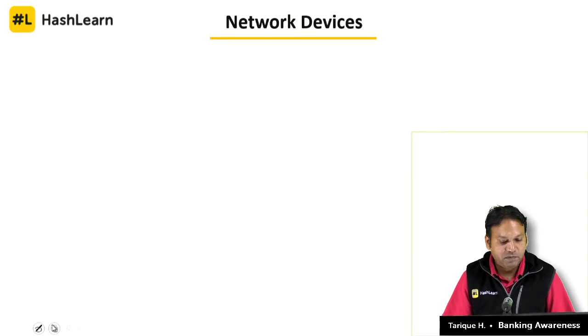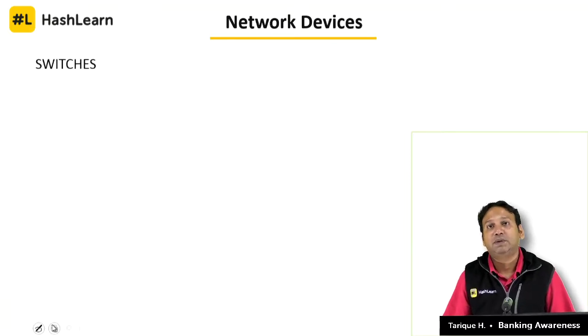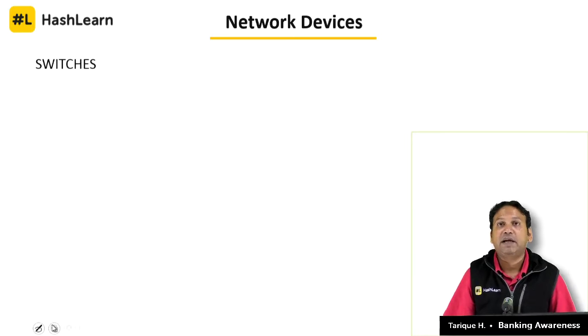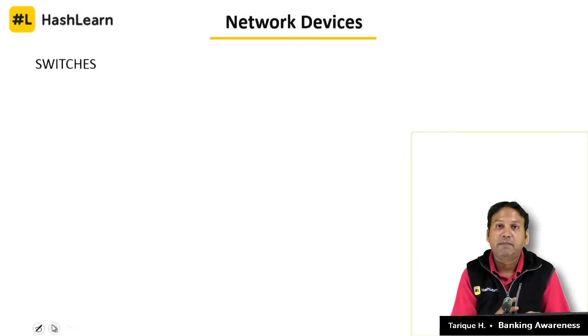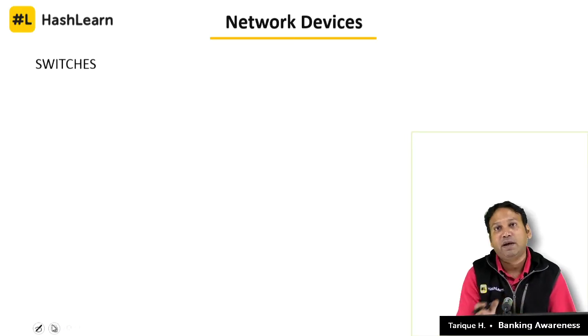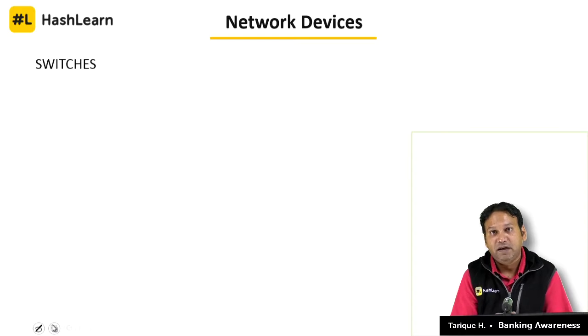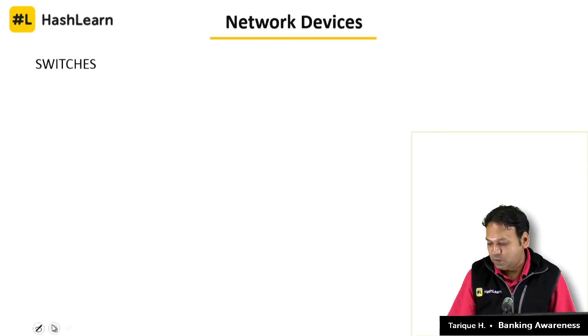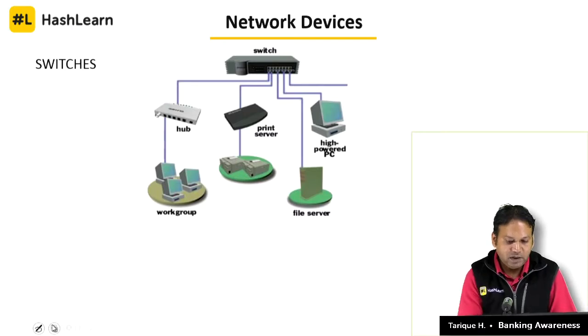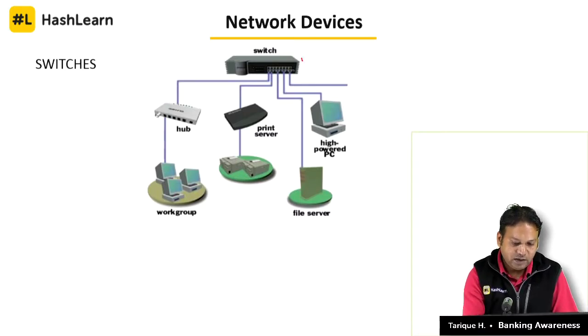Now next is the switch. Switches are intelligent connecting devices. In a hub, when the message comes to the hub, it goes to all the computers. If you don't want that, if you want to send the message only to the one computer for which that particular message was intended, right? Only to the computer where the message should go, then we have to use a switch. So here you can see a switch and a workgroup of computers connected through a hub.